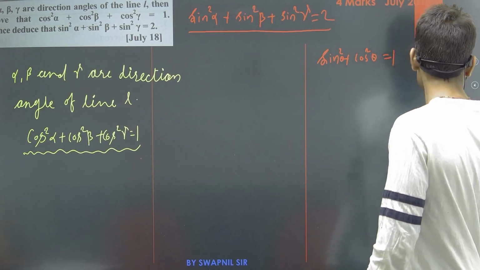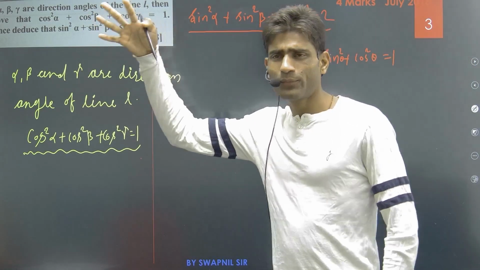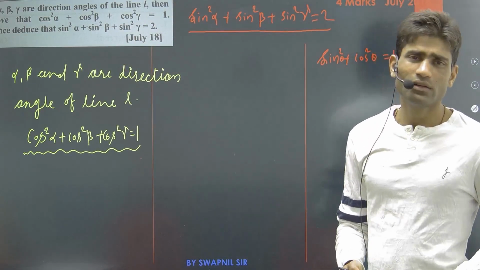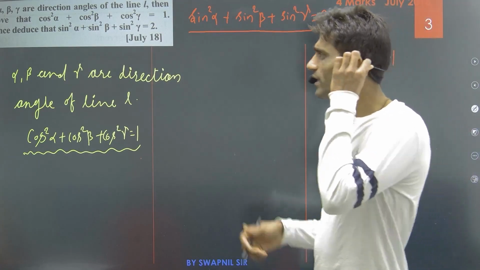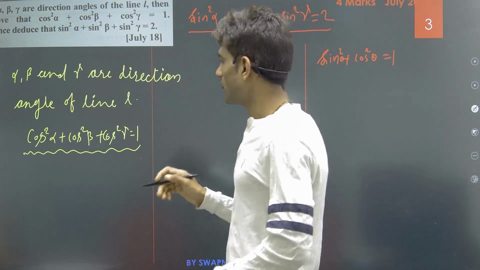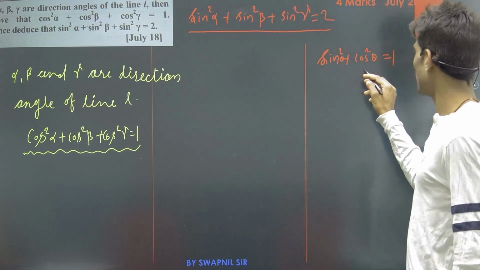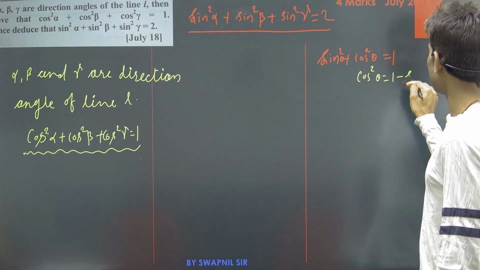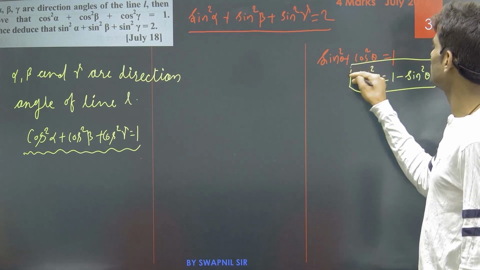Okay, now let's move to the complete proof of our next part. The first part I have already proved, that's why I skip the first part of our example. Now we are going to prove the next condition: sine square alpha plus sine square beta plus sine square gamma. We know that cos square alpha can be written as 1 minus sine square alpha, that means cos square theta can be written as 1 minus sine square theta. This is the result that we are going to apply here.